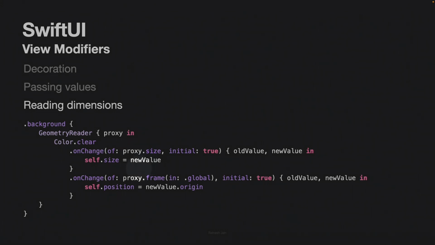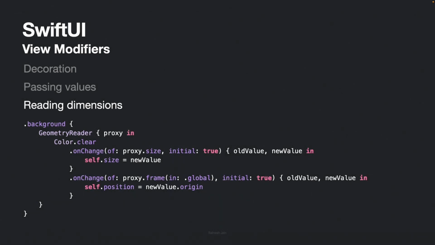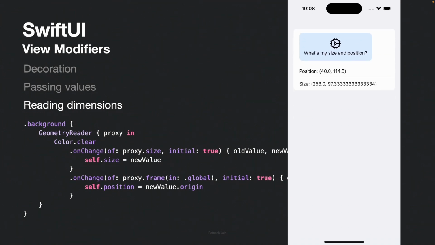Another one is proxy.frame in the global coordinate system. This will give us the size and position inside the global coordinates, and we are assigning that position to the new value's origin. So this is how it will behave.